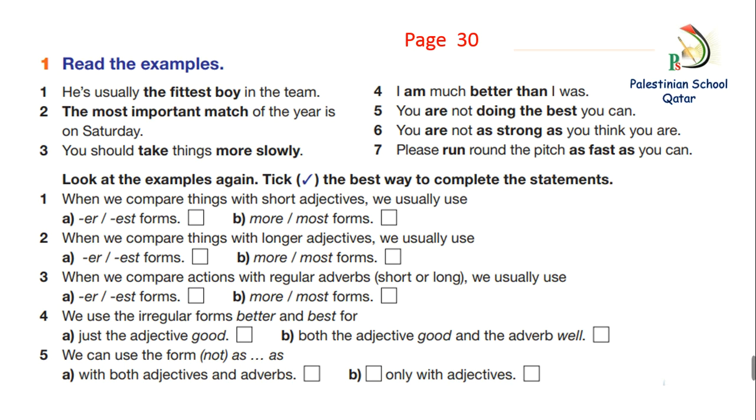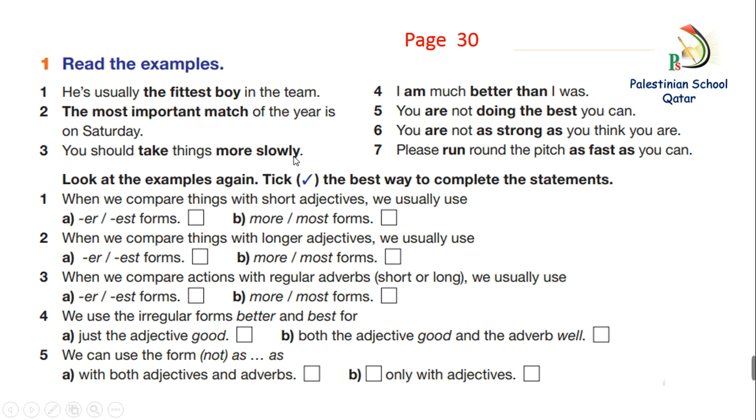Now, page 30, we have exercise number 1. Read the examples. Number 1, he is usually the fittest boy in the team. Is this comparative or superlative? It is the superlative. We have the and we have est. Number 2, the most important match of the year is on Saturday. So important is 3 syllables, so we put the most. It is superlative. Number 3, you should take things more slowly.